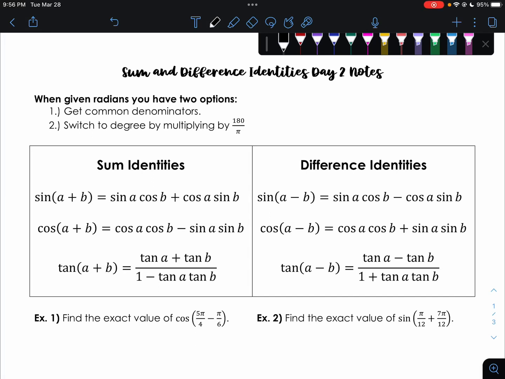Hi everybody, this video is going to be over the sum and difference identities day 2. In this one, we're going to focus on dealing with radians. When you have radians, you have two different options. Option number 1, you deal with the radians, so you get common denominators. Option number 2, you switch to degrees by multiplying by 180 over pi.